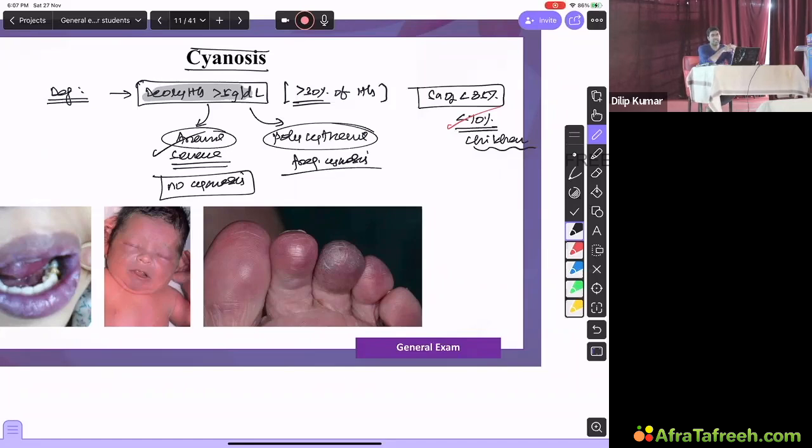The second reason is children have a higher hematocrit also. Their hematocrit will be relatively high, especially in newborns. 17, 18 will be their hemoglobin. So that's why in newborns and infants, you don't get very frequent cyanosis until your saturation is less than 70. But in adults and older children, you can easily get cyanosis if the saturation falls below 85%.